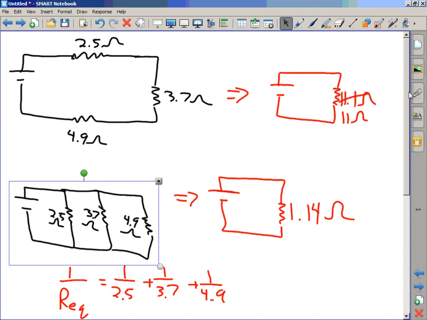I don't care if you slap in a 100 mega ohm resistor in parallel with those guys. It might not drop the resistance much, but it will drop it a little bit. It'll drop it a little bit.